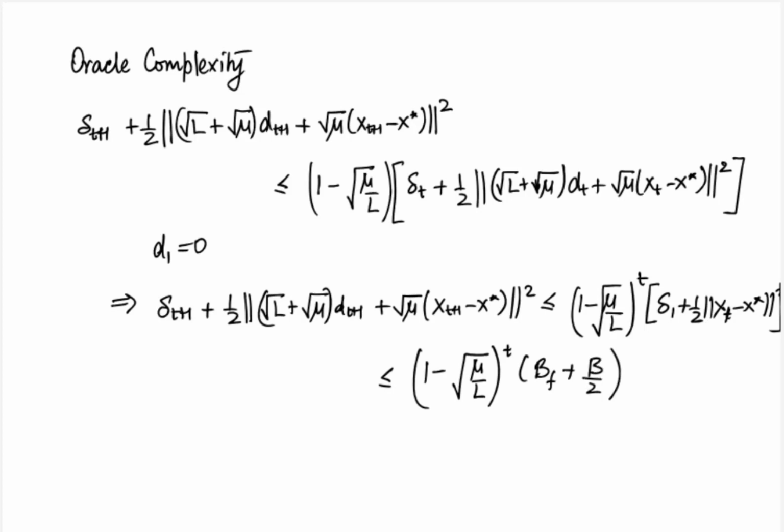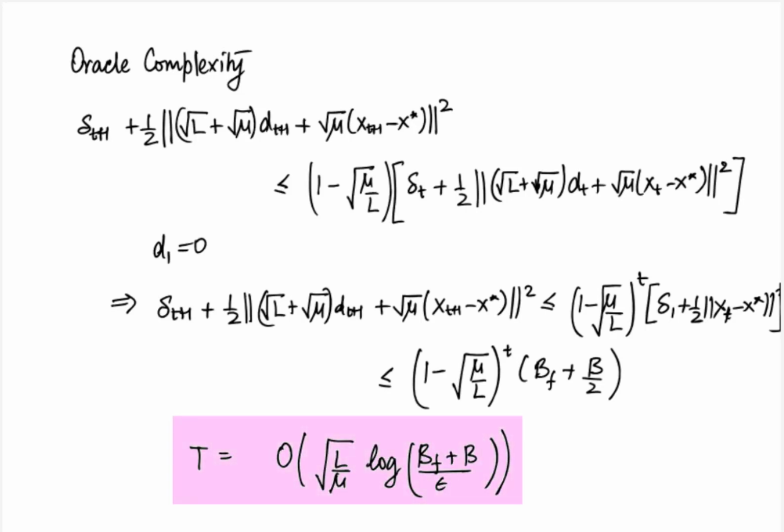So if we equate the right hand side to ε, we can get the required oracle complexity as order of √(L/μ) times log((bf + b)/ε). This concludes both our proofs for the accelerated gradient descent.